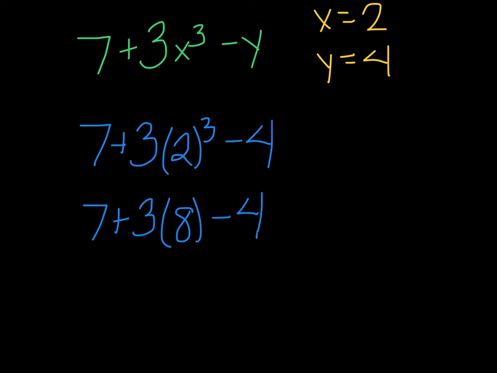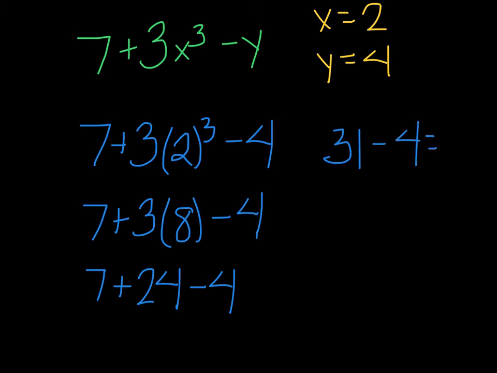Now I do my multiplication first, so I have 3 times 8. So I'm going to rewrite the 7 plus 3 times 8 equals 24, minus 4. Now all I have left is adding and subtracting, so I just do that from left to right. So 7 plus 24 equals 31. I'm going to rewrite that over here: 31 minus 4, which equals 27.